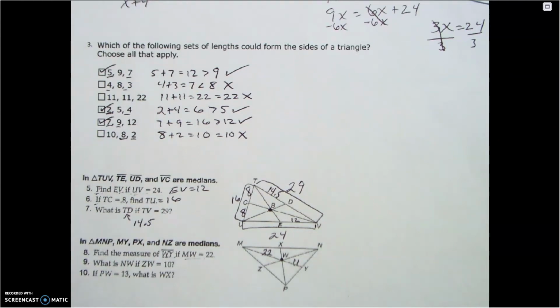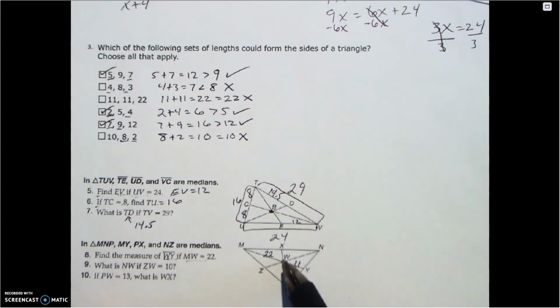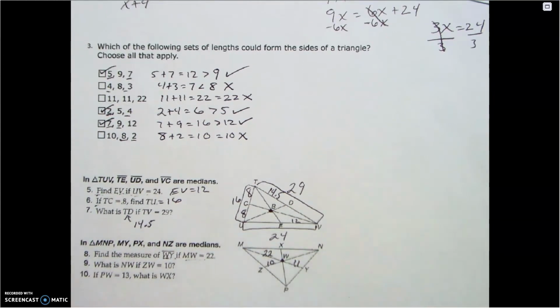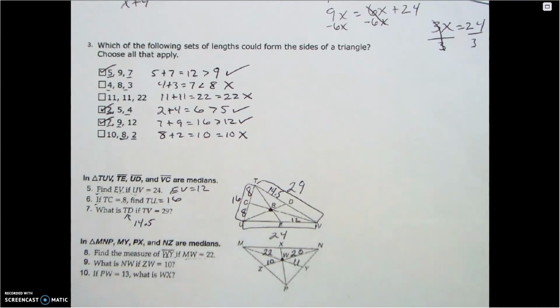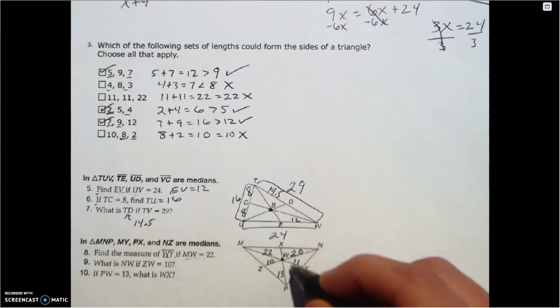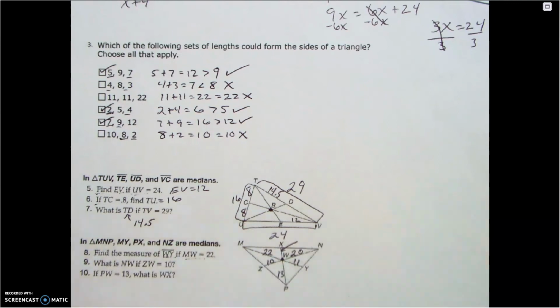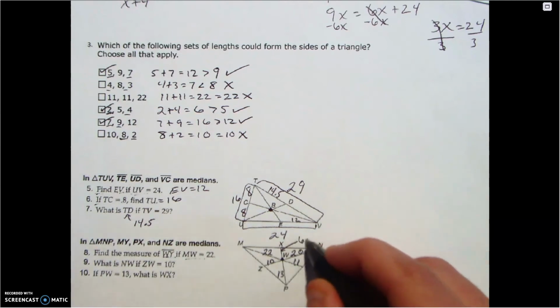What is NW? So NW is here. If ZW is 10, again, this is the opposite. So the last one we did divided by 2, but we want to find the longer part. So I'm going to multiply by 2, and I'm going to get 20. And then lastly, if PW is 13, I'm looking for WX. WX is 13 divided by 2, which is 6.5.